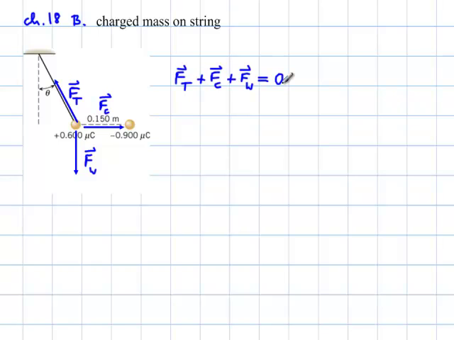Looks easy enough, right? But we're dealing with vectors, so we have to deal with components, x and y components, so it's actually two equations.